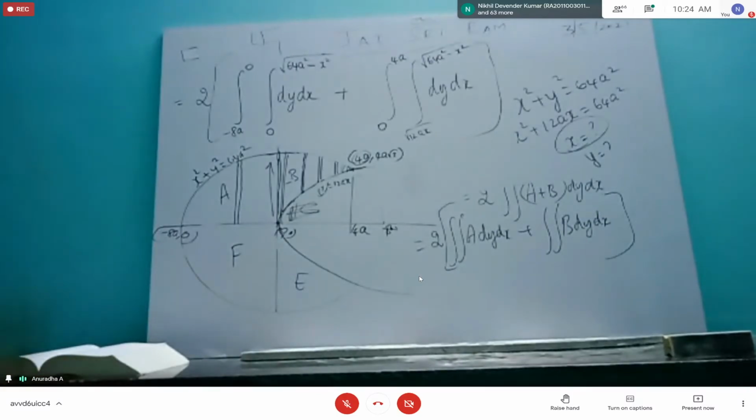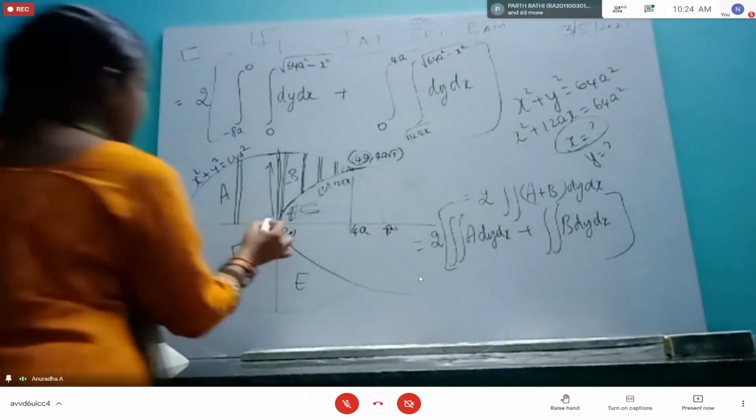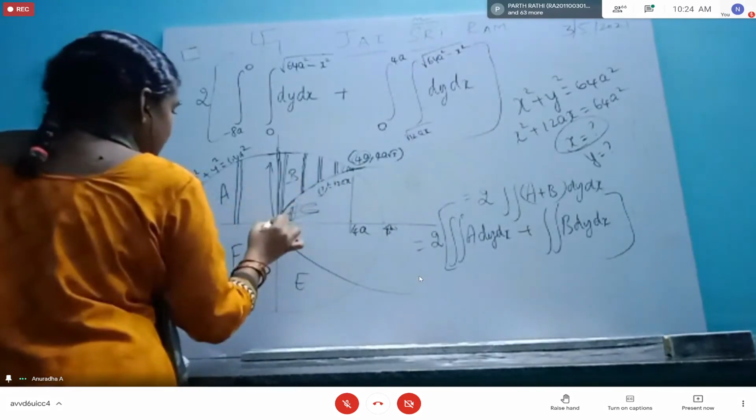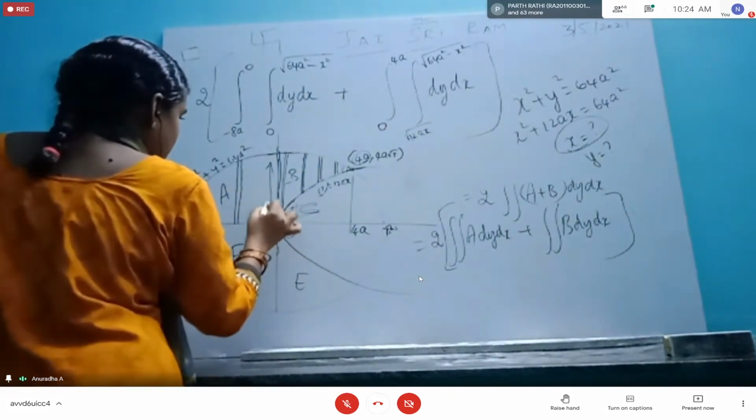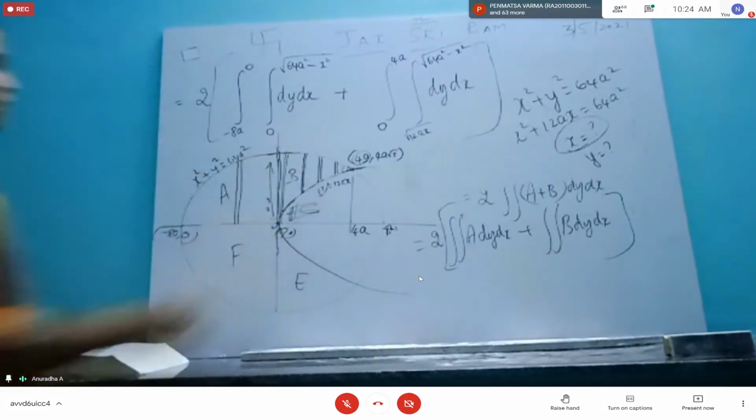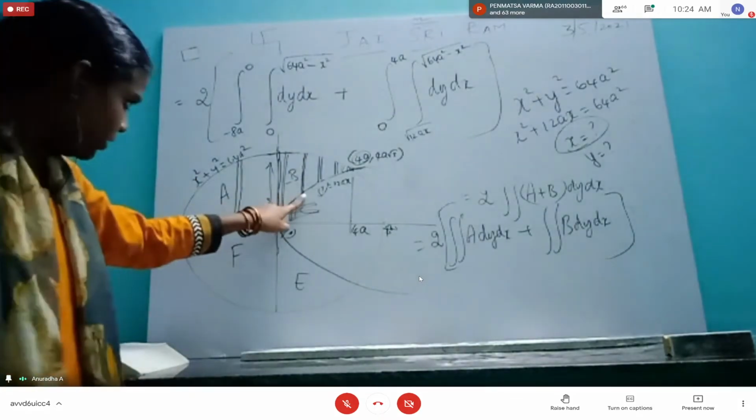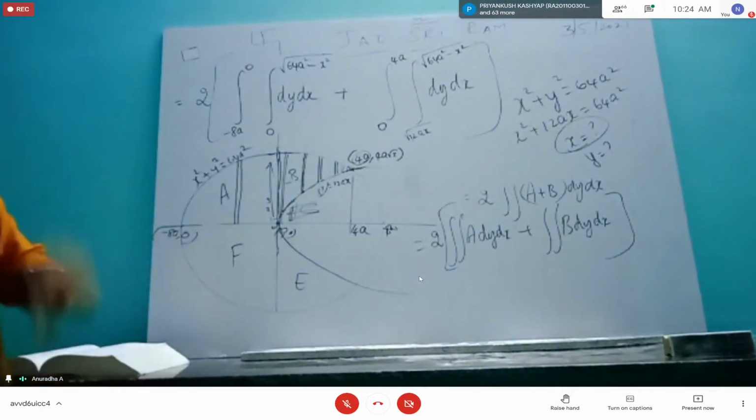Okay, ma'am. Why are we taking that as the lower limit? Because in the y-axis we write 0, 1, 2, 3. In the up direction only we increase and go. So this will be the lower limit, this will be the upper limit. Bottom to top.